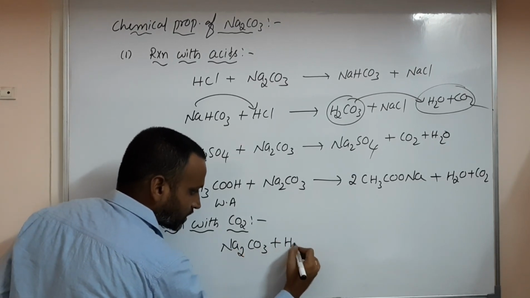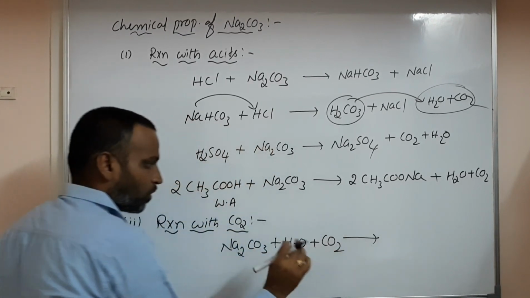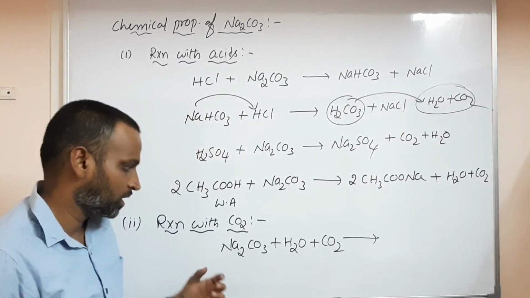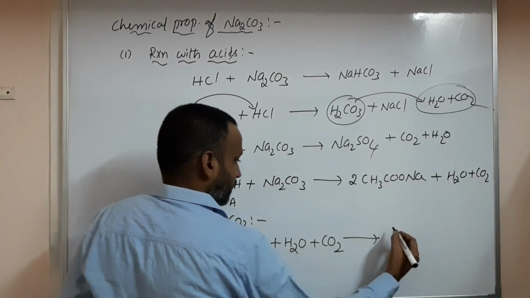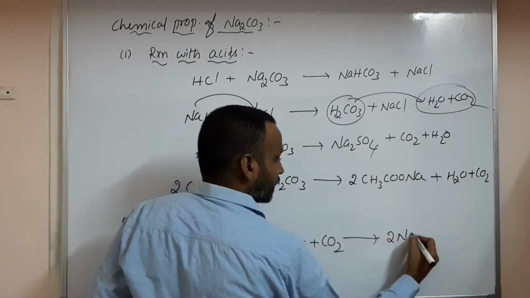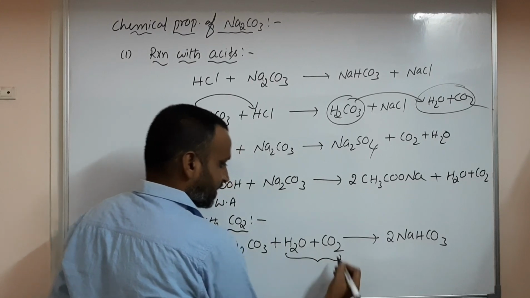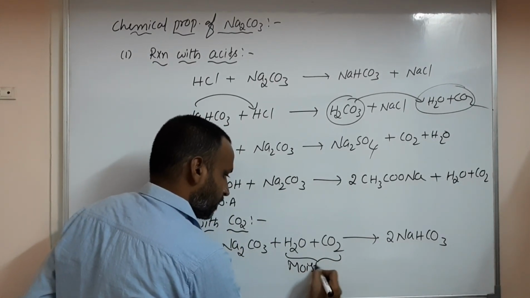Na2CO3 when reacting with H2O and CO2. Moist CO2 we call, moisture means water will be there. So Na2CO3 with moist CO2, then you will get NaHCO3. So you have to write moist CO2, otherwise you may only write CO2.